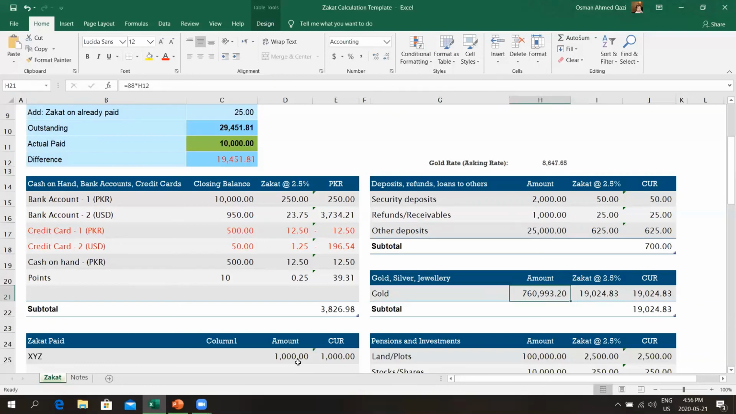Okay, so here I put in the value of gold. If you see the formula here, it's picking up the gold rate from here and multiplying. I put in, let's say, 88 grams, which is approximately nisab. So I have more than nisab, just to show you that if someone has this much gold, then they're eligible for zakat. So 88 grams multiplied by this value, and you get this amount, which is your zakat. Again, this is in Pak rupees.